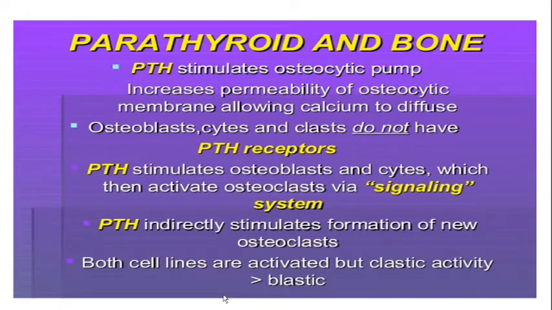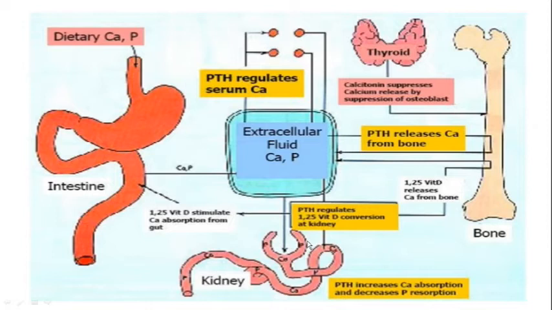So as far as bone is concerned, PTH stimulates the osteocytic pump, and osteoblasts do not have PTH receptors, but there is a signaling system. So indirectly PTH stimulates formation of new osteoclasts, and it also activates both cell lines, the osteoclast and the osteoblast, but clastic activity predominates over the blastic activity, and that's why there is resorption of calcium from the bone.